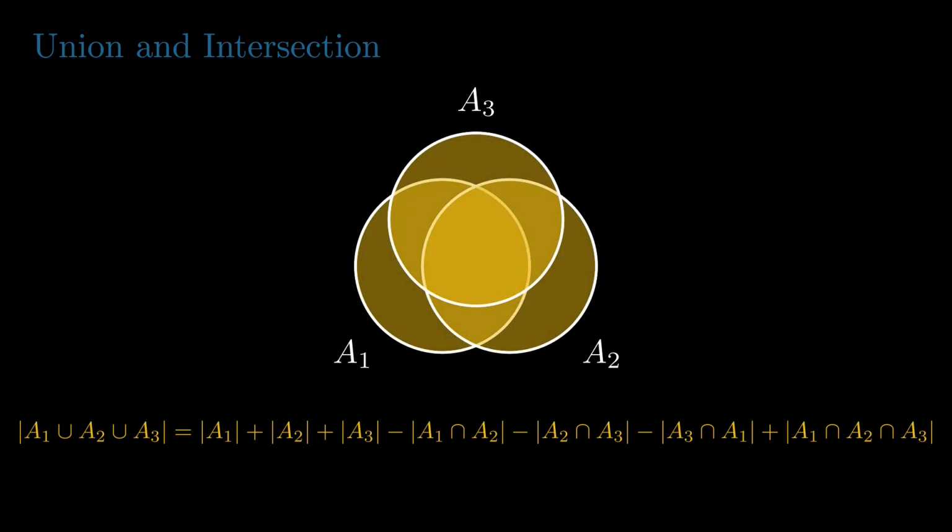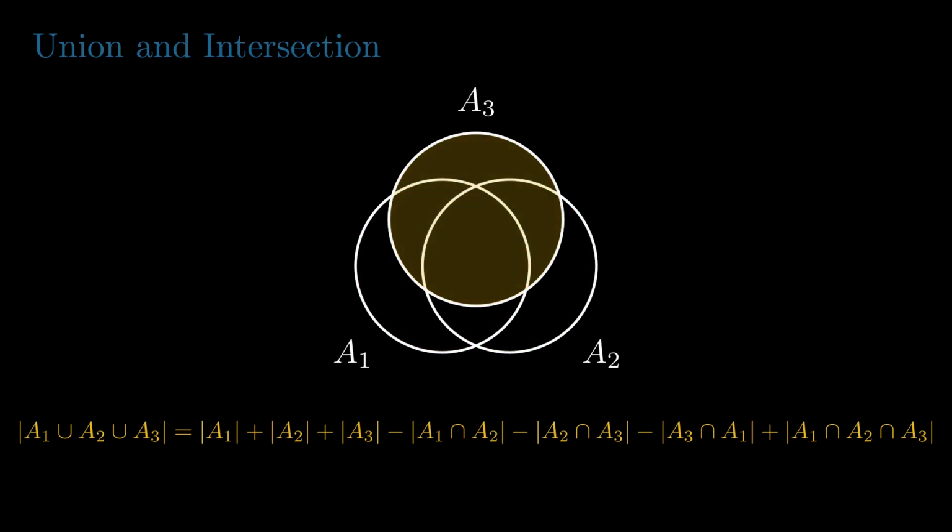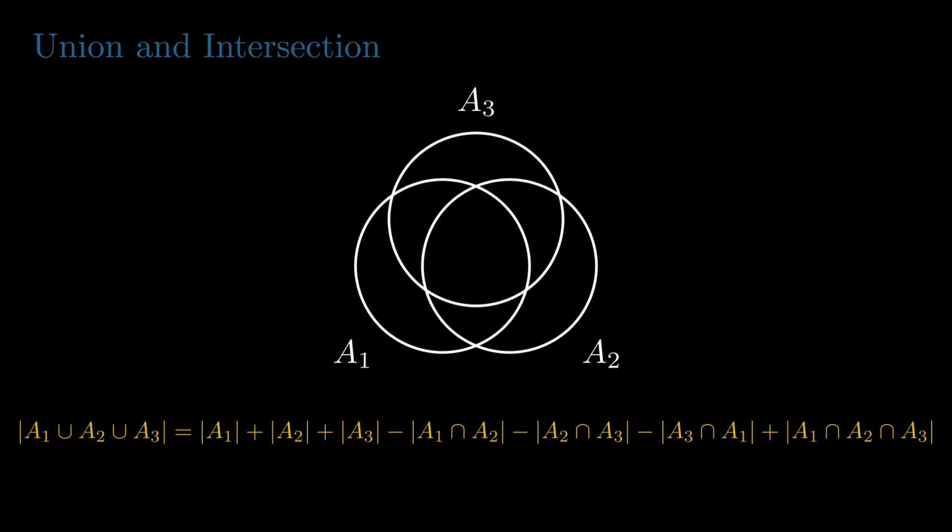Here, to build the union, we need to add the first set, then the second set, and then the third one. After that, to avoid double counting, we need to subtract the intersection of the first two sets, the intersection of the second set and the third set, then the intersection of the last couple of sets. But now the central part of the diagram is not included, so we need to add the intersection of all the three sets.